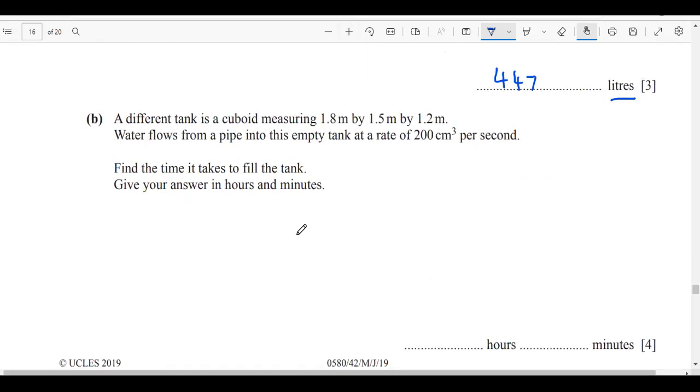Thank you. So now it says a different tank is a cuboid measured 1.8 meters by 1.5 meters by 1.2 meters. Water flows from a pipe into this tank at a rate of 200 centimeter cubed per second. Find the time it takes to fill the tank. Give your answer in hours and minutes.